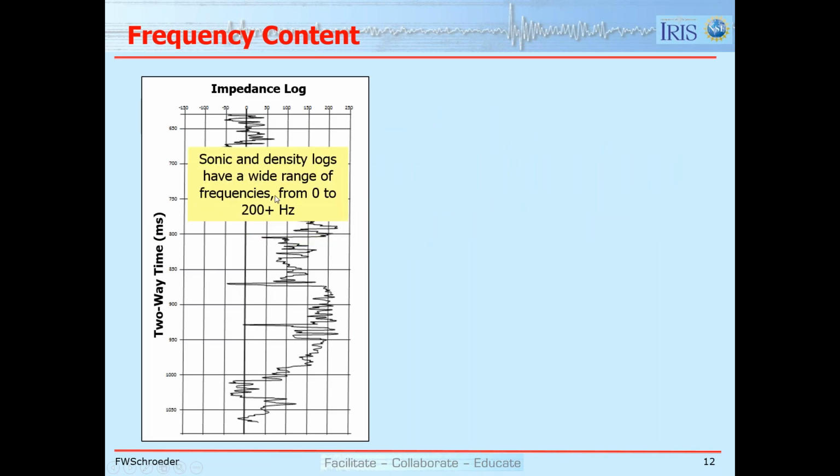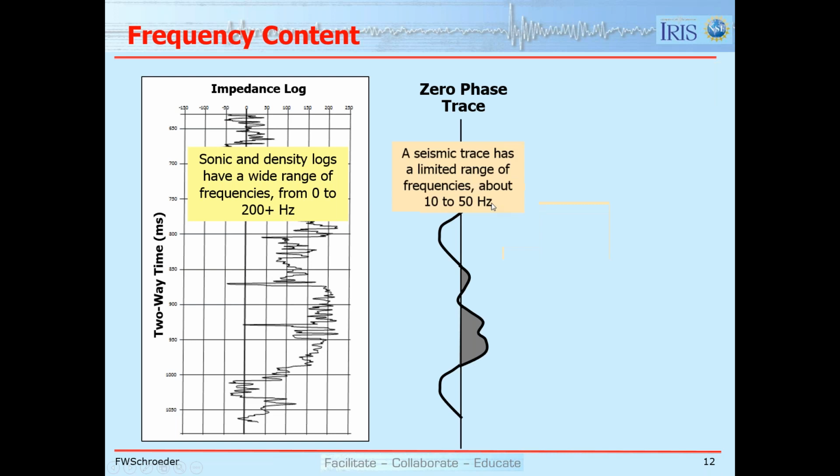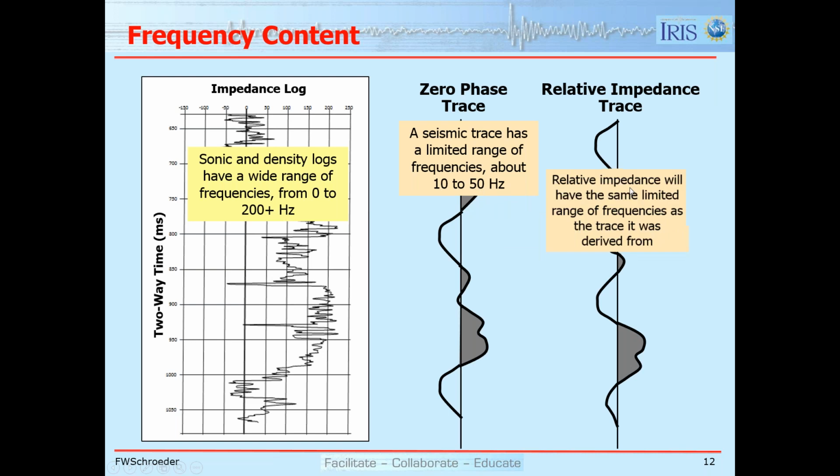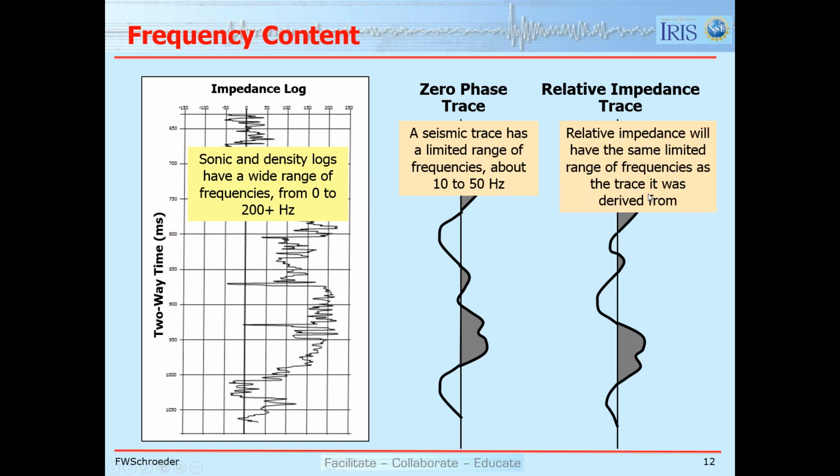So the sonic and density logs have a wide range of frequencies from 0 out to 200 or more hertz. The zero phase data has a frequency range of maybe 10 to 50 hertz. And so the relative impedance is also going to be band limited to 10 to 50 hertz.